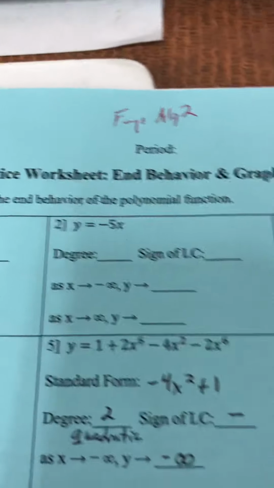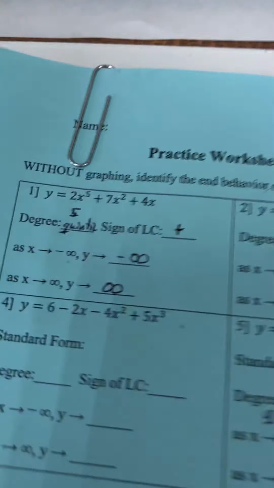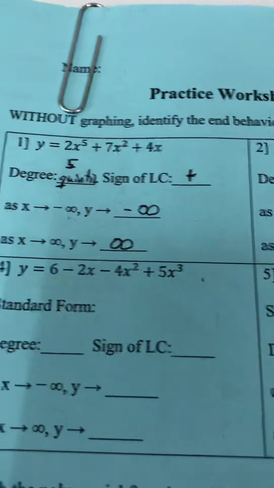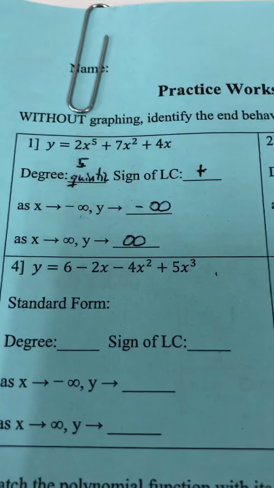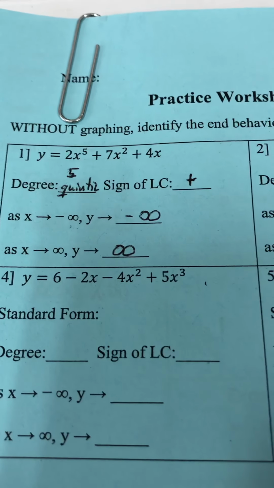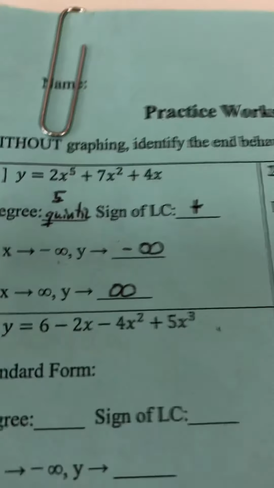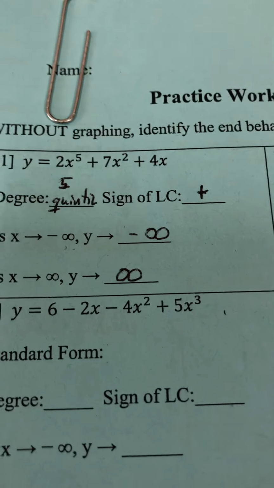I'm looking at the practice worksheet, End Behavior and Graphing Polynomials. I want to go through the odd ones with you, and you can go ahead and do what you can with the even ones. If you're using Desmos, that is going to be very helpful to you, and I'm going to show you some of the problems on Desmos as we get beyond number 6.